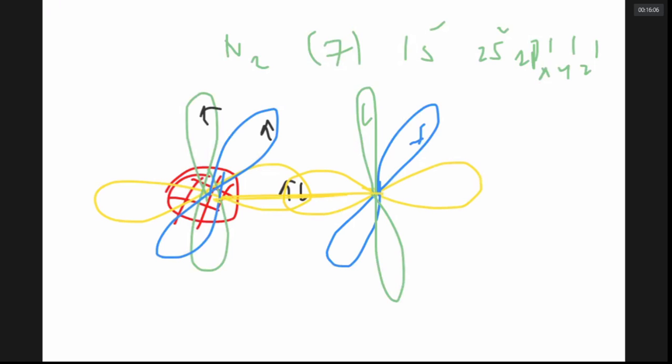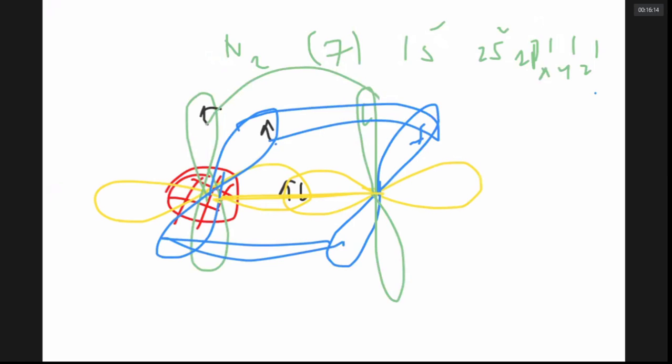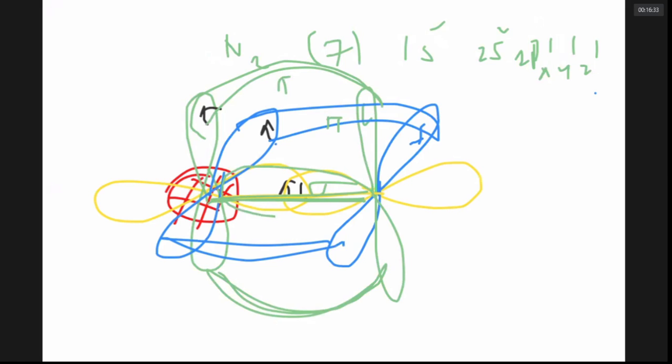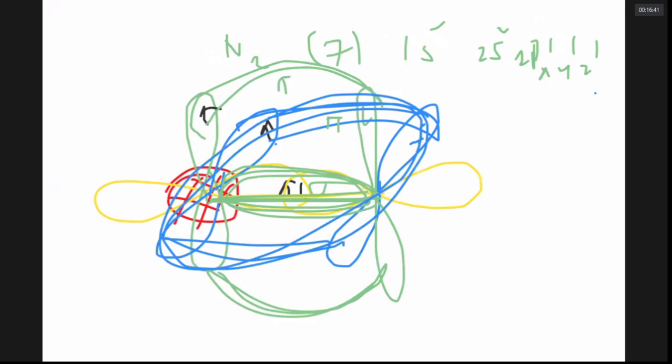Now this and this laterally overlap. This and this will laterally overlap. The lateral overlap will give weaker pi bonds. The axial overlap will give stronger sigma bonds. Can you see how this molecule has its electron cloud? The sigma electron cloud is symmetrically distributed around the internuclear axis. The pi electron cloud is lying above the nitrogen atoms. Okay, can you see it clearly how it is?